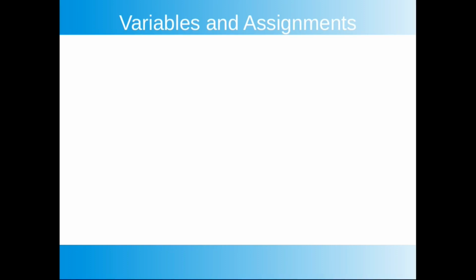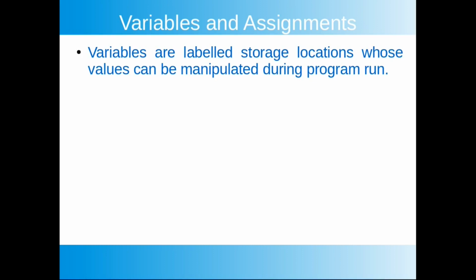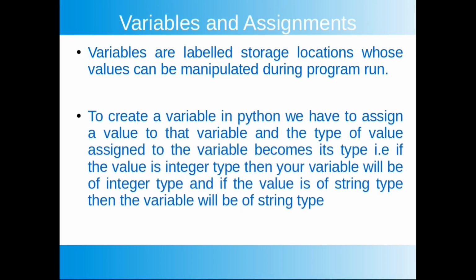Now, what is a variable? Variables are storage locations whose values can be manipulated during program run. Now, to create a variable in Python, you have to first assign a value to that variable. And the type of value which is being assigned to the variable becomes its type.